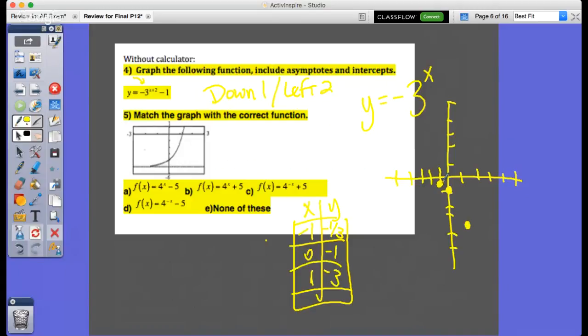So what happens here? They just shove everything over 1, don't you? Right there. Okay. Where's the horizontal?